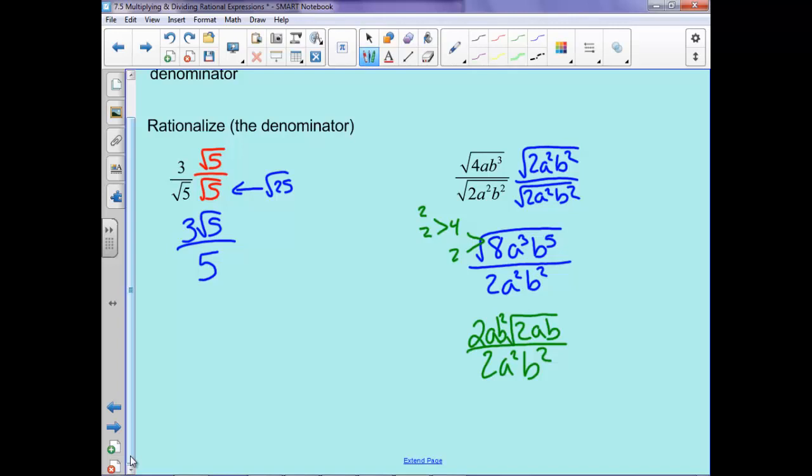And now notice these 2's can cancel, these b squareds can cancel, and 1a can cancel with this, and we're left with root 2ab all over a.